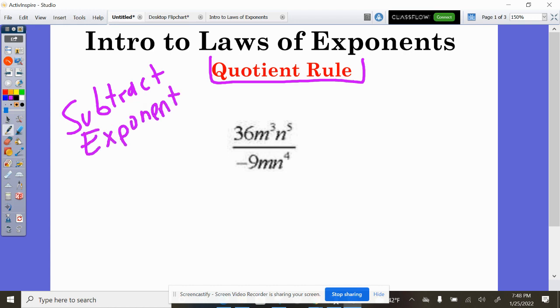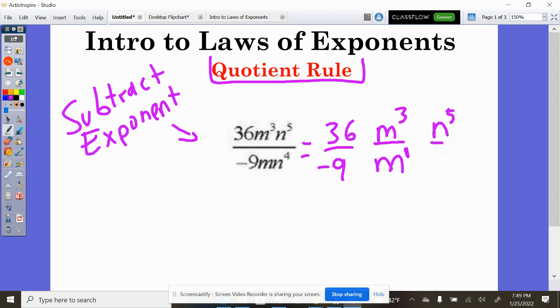If we remember correctly, when we are multiplying, we add exponents. Right here, we are subtracting, so we are dividing, so we must subtract the exponents. Sometimes it's easier to rewrite this like this. I'm going to write my coefficients first, and then I'm going to write my m's next. Remember that m has an invisible one right here, and then I'm going to write my n's at the end. This is going to help me see more clearly what I'm going to be combining.